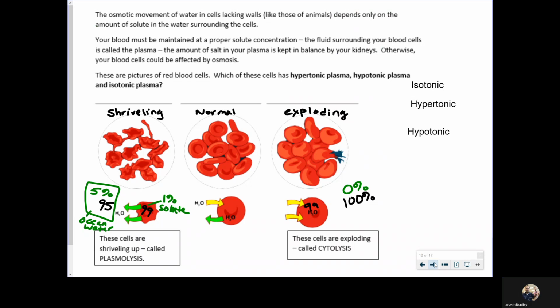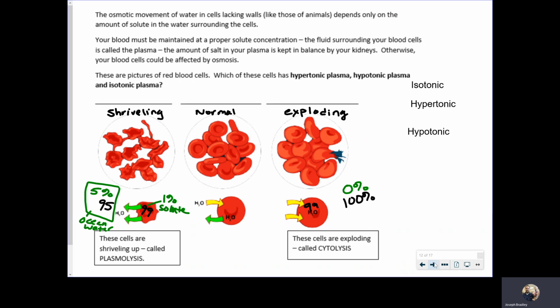So this is showing blood cells. And one of the reasons why, if you ever have to get an IV, you're not given an IV of just straight water, you're given an IV that has saline in it, is that your body has a certain amount of solutes in it. So your blood must be maintained at a proper solute concentration. The fluid surrounding your blood is called plasma, and the amount of salt in your plasma must be kept in balance, and it's done by your kidneys. Otherwise, your cells would be affected by osmosis.